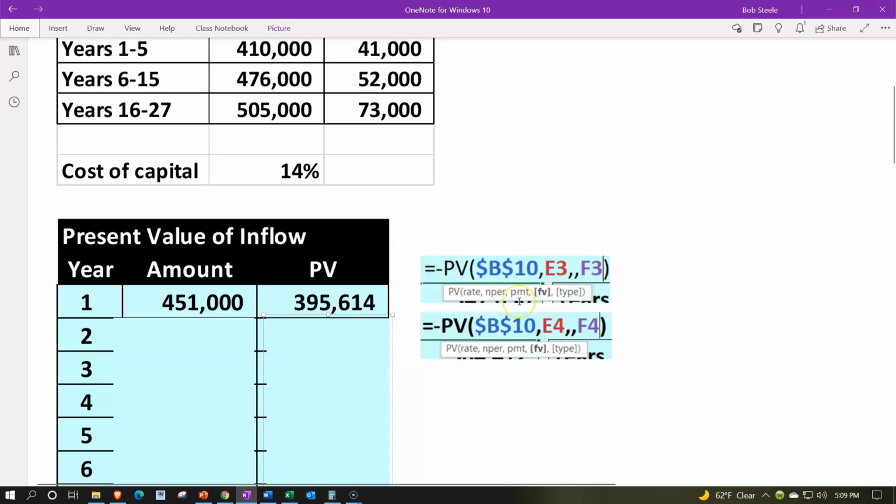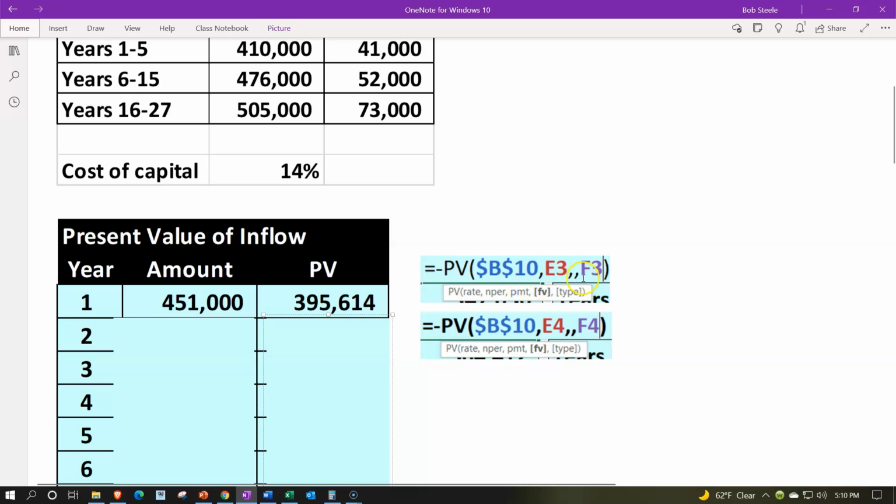Then comma, the number of payments that we have is going to be this 1 here, because it's 1 year out. Notice we did not hard code the number 1, but rather put it in the formula so that when we copy that down, it will move down to 2. That's why this table is quite useful. Comma. Then we're not going to have the payment amount because this is not an annuity but present value of 1.